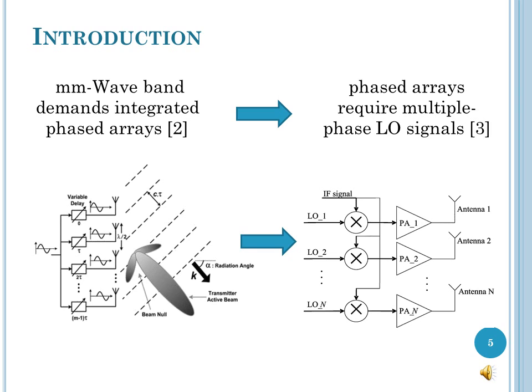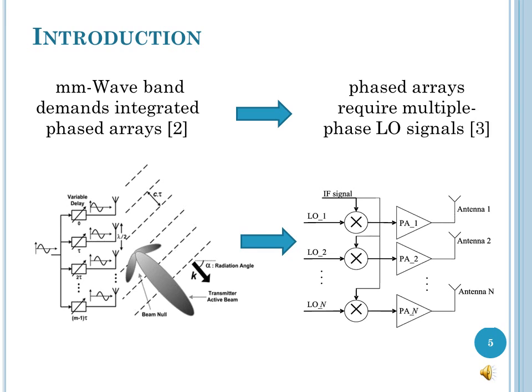compared to lower frequencies. A complete integrated phased array system consists of several antenna elements arranged in one or two dimensions, with each element having its own signal path. In a phased array transmitter, as in this figure on the left, the signals radiating from each element are delayed such that they add up coherently and thus transmit in the intended direction.